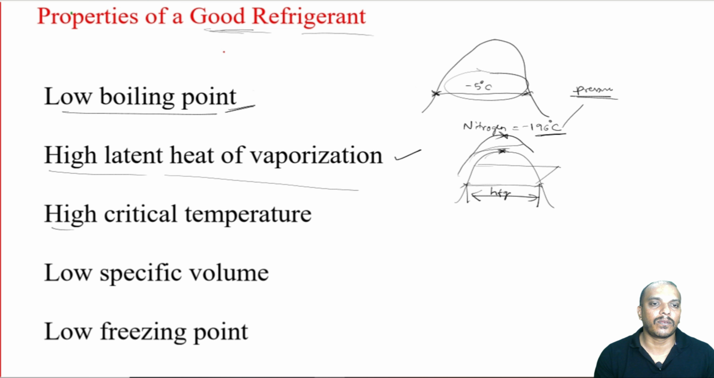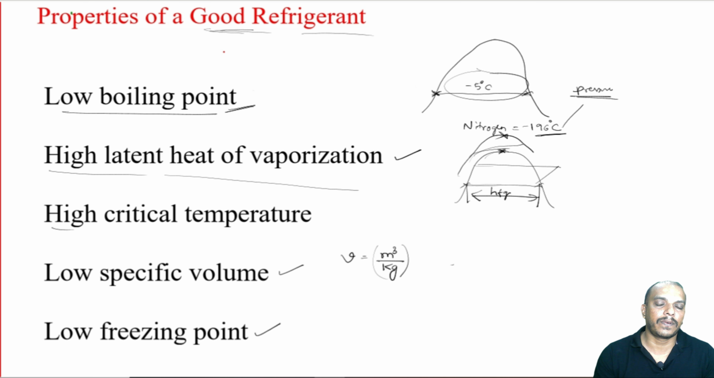Now, low specific volume. What do you mean by specific volume? Specific volume is the volume occupied per kg of refrigerant. Obviously, for the same mass, if the specific volume is lesser, we can store it in lesser space. So, that is the idea, it should have lower specific volume.